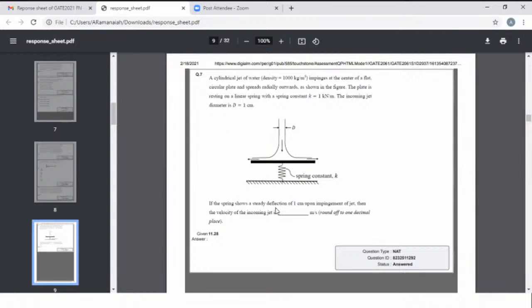A deflection of 1 centimeter is observed in the spring. Then they are asking, what is the velocity of this jet here?